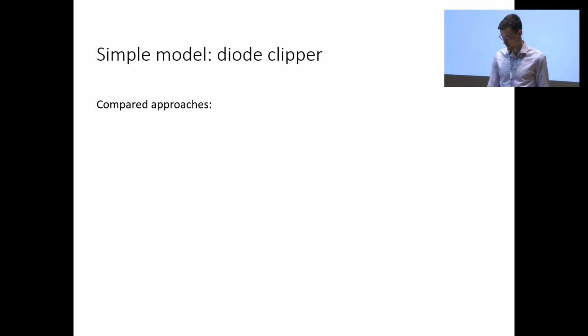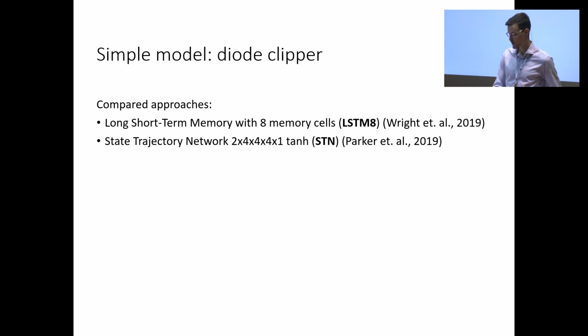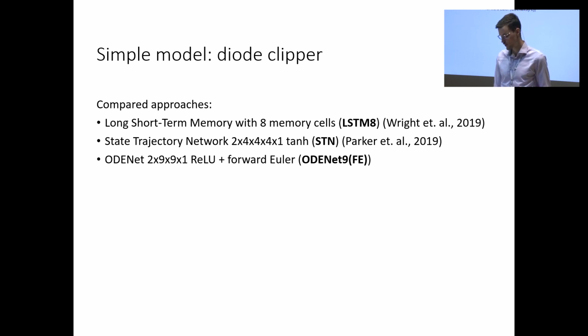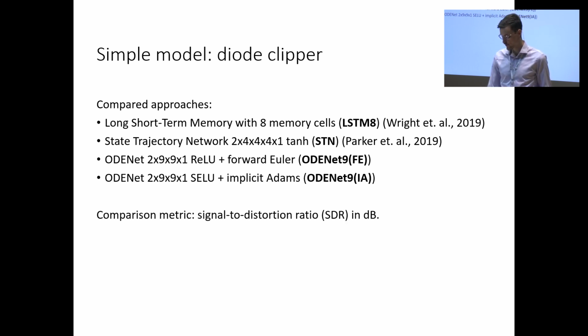And here are the architectures that we compared. So we took the successful LSTM-based approach with 8 memory cells, then also the state trajectory network with 3 layers, and also ODE-net, so our approach with 2 layers and the forward Euler scheme, and also with the implicit Adams scheme. And then for the comparison at test time, we use a different metric to ensure that we don't just learn the loss function. So we use the signal-to-distortion ratio.